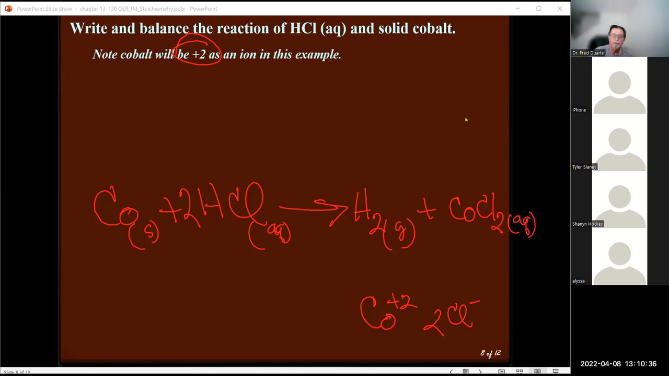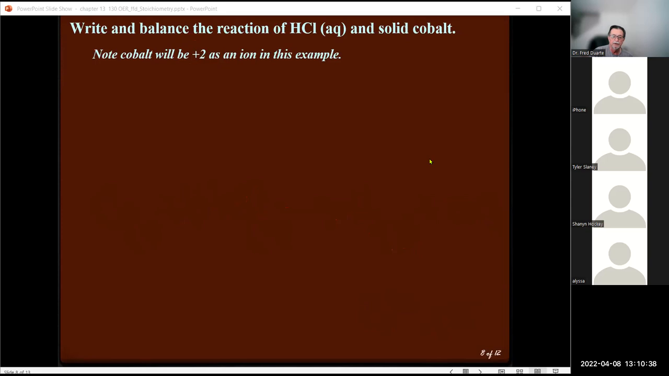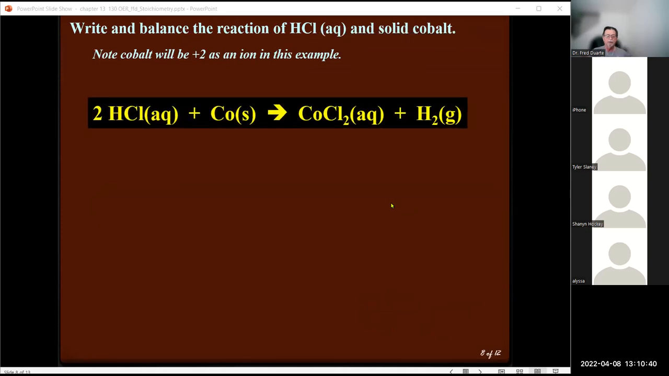Let me clear up my mess and have the slide come in. All right, so that's what we have. Our relationship is 2 hydrochloric acids per 1 cobalt to give us... what would be the name of our species here?